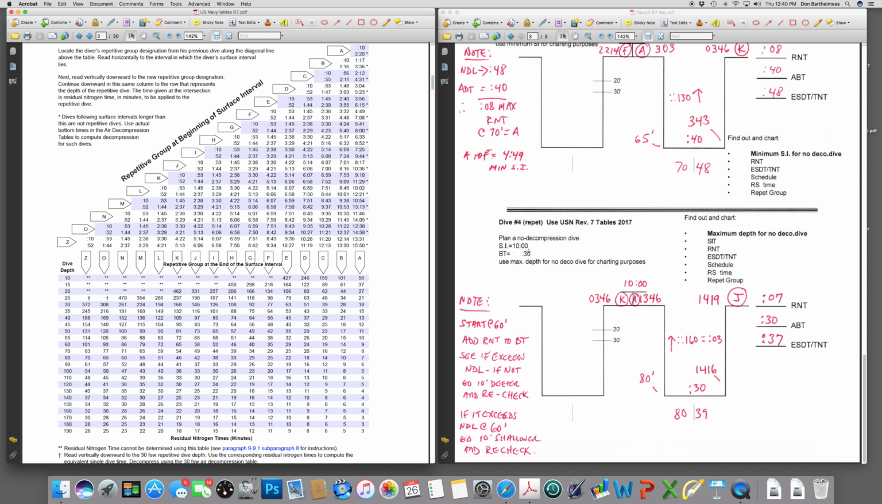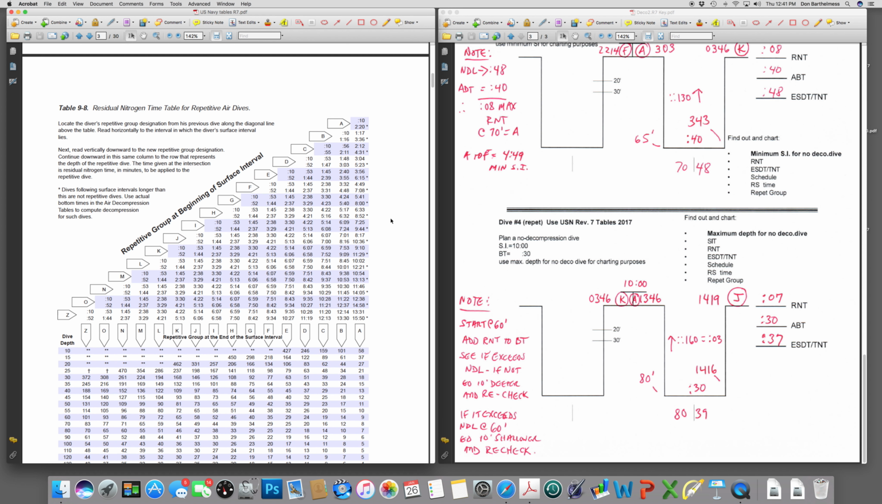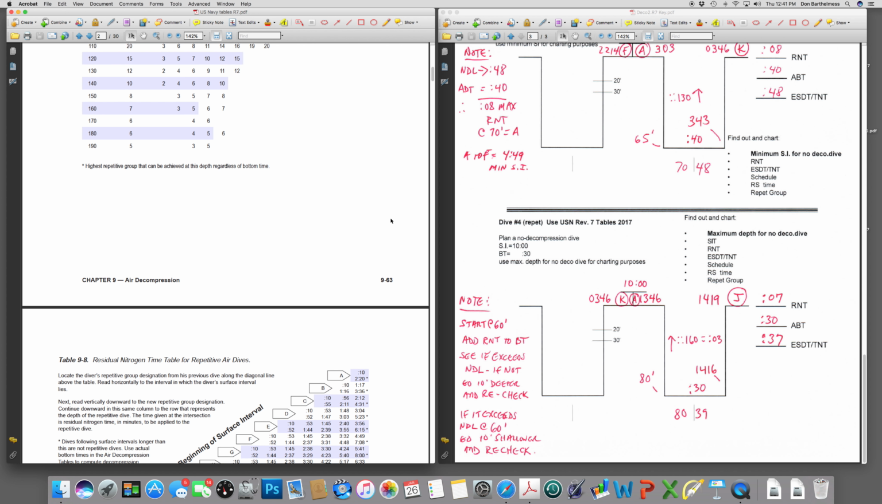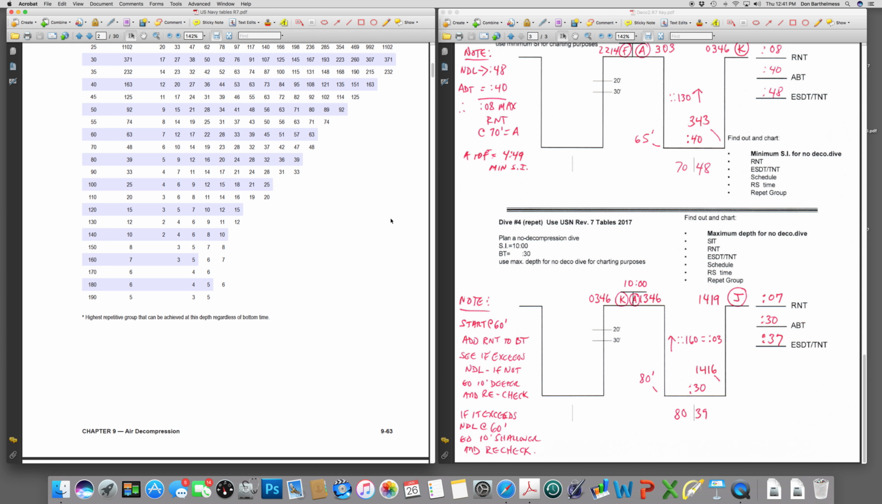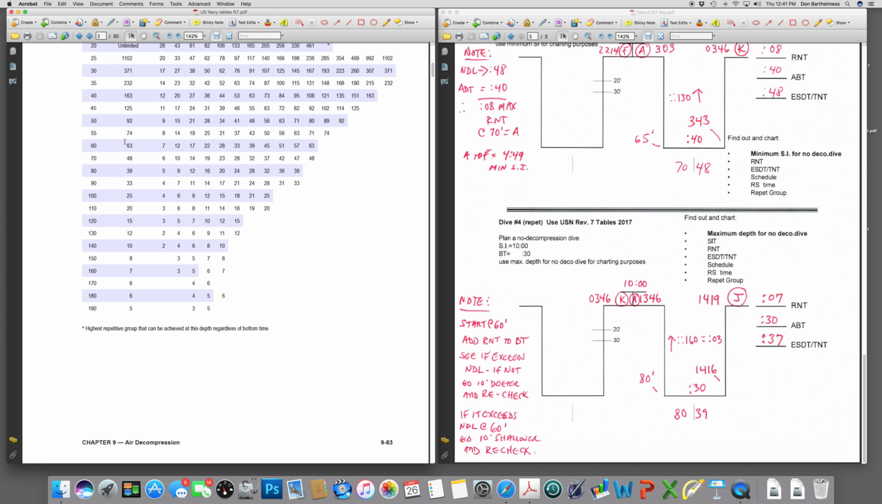When we add that residual nitrogen time to the actual dive time of 30 minutes, that number cannot exceed the no decompression limit for whatever particular depth I choose. We want the deepest depth to not exceed the no decompression limits. So I tell students, an easy way to begin this problem is to start with the 60-foot dive column. Get your information, add those numbers together, get your RNT, and make sure it's not going to exceed the no decompression limit.